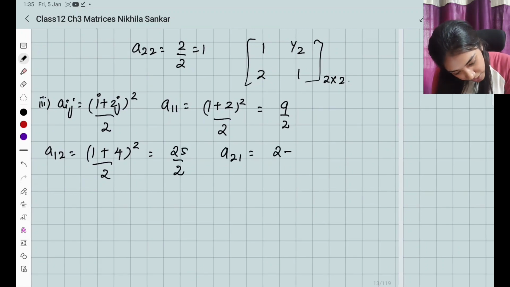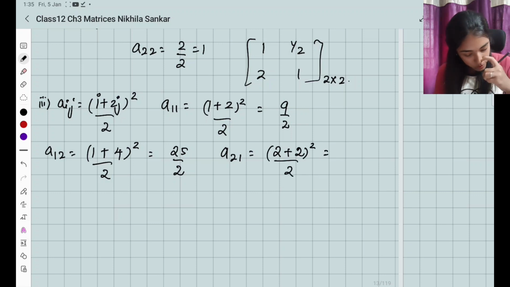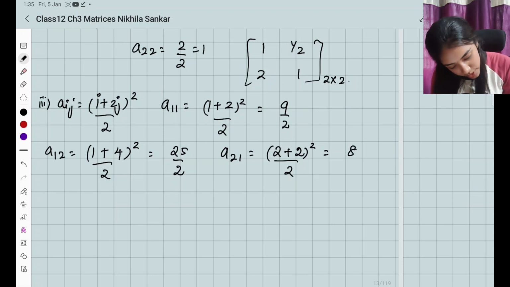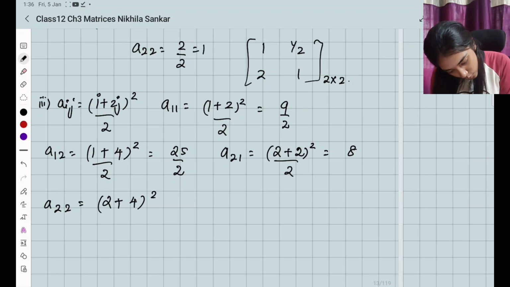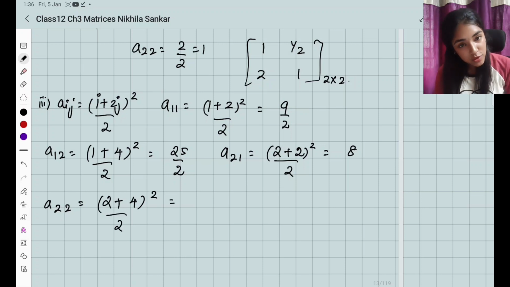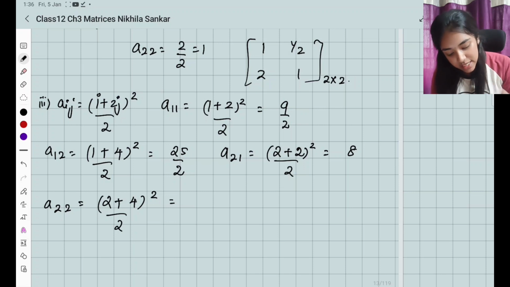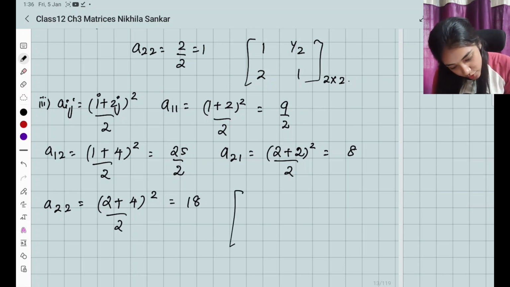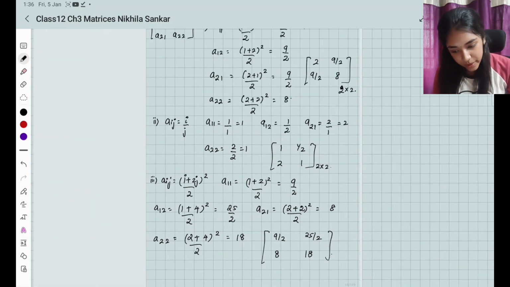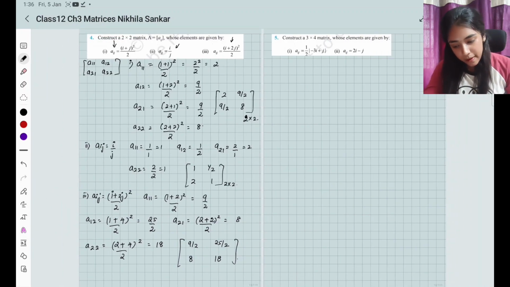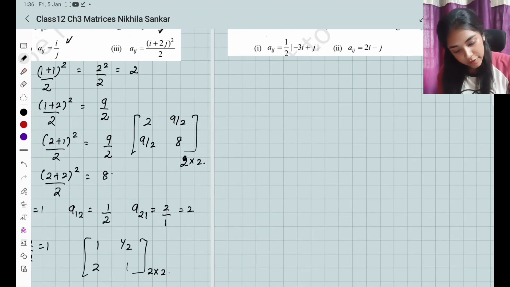A21 is going to be (2 plus 2 into 1 is 2) divided by 2. This is going to be 2 plus 2, 4. 4 square is 16. 16 by 2 is 8. அதே மாரி A22 is going to be (2 plus 2 into 2, 4) the whole square divided by 2. 4 plus 2 is going to be 6. 6 square is going to be 36. 36 by 2 is going to be 18. So what is the matrix going to be? 9 by 2, 25 by 2, 8, 18. Okay. Please copy. All of that.